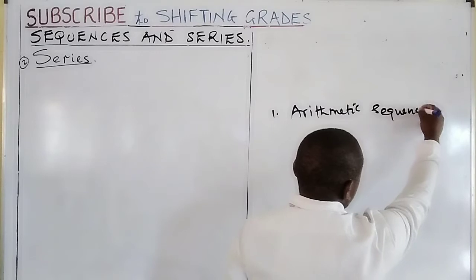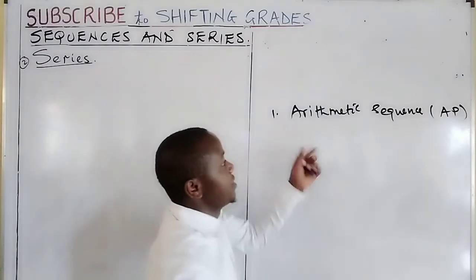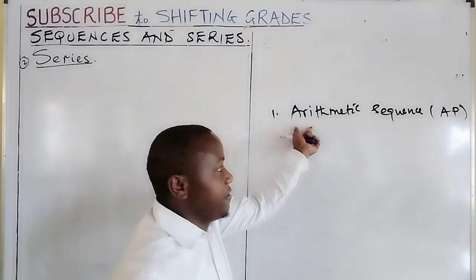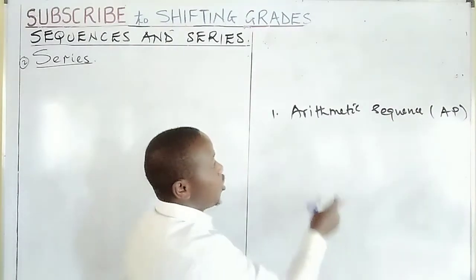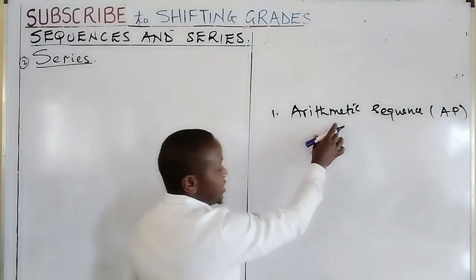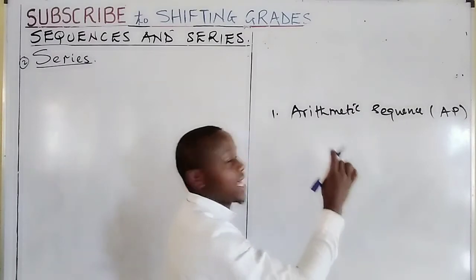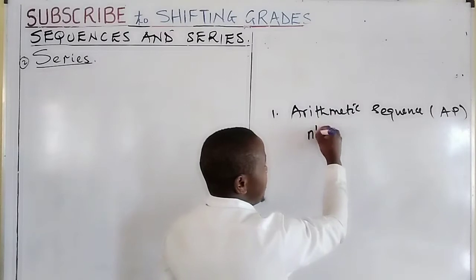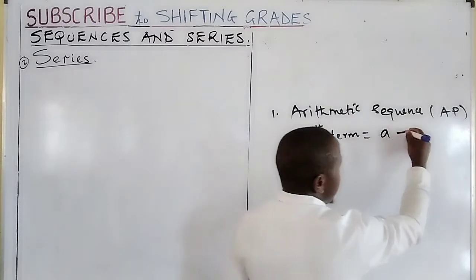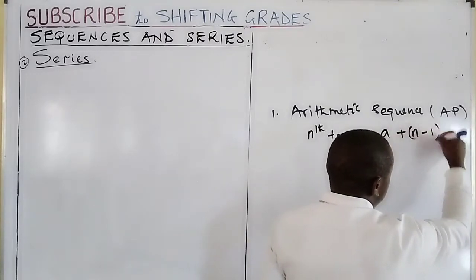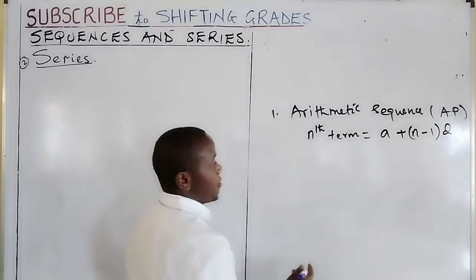sequence, the AP, arithmetic progression, whereby we say these are a type of sequence whereby the regular pattern obeyed in this type of sequence is such that from a term to the next there is a common difference added. Therefore, we say to get the nth term in such a sequence, we take the first term and we add n minus 1 multiplied by d, where d is the common difference from one term to the other.